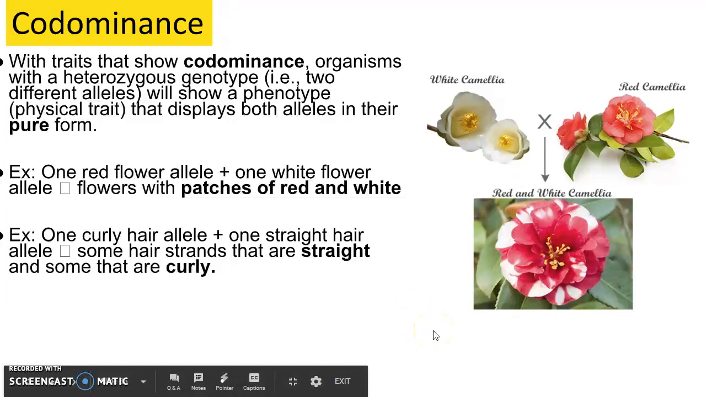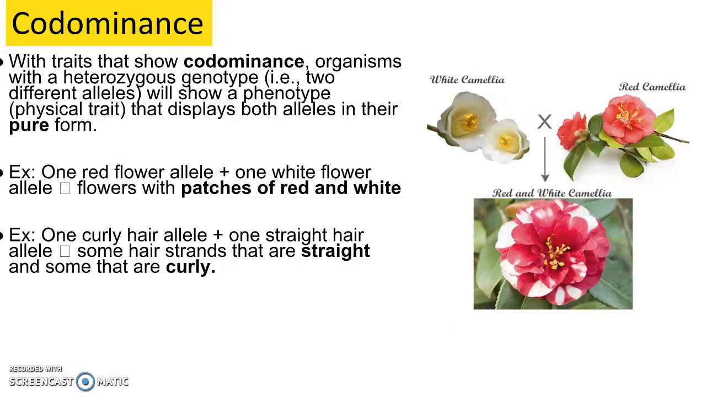Okay. Another example might be if you had some aliens and there was one allele for curly hair and one for straight hair. That would result in an offspring that has some hair strands that are totally straight and some that are totally curly, so that both of those alleles are showing up in their pure form.